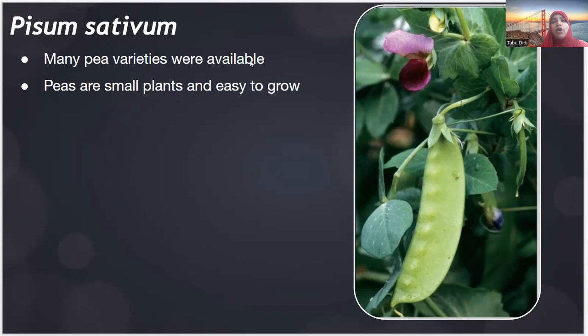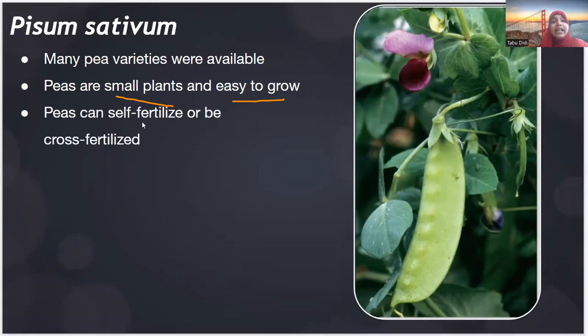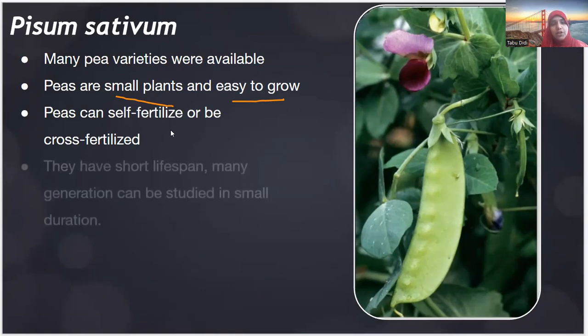Also, these are very small plants and they can easily grow. This is another important characteristic that Mendel chose. Then, they are self-fertilized and they can also be cross-fertilized easily. So no problem in fertilization. They can self-fertilize, and if you want, you can do emasculation and carry out cross-fertilization also.